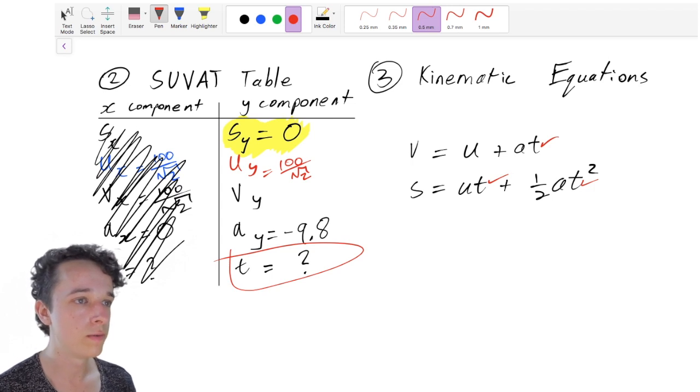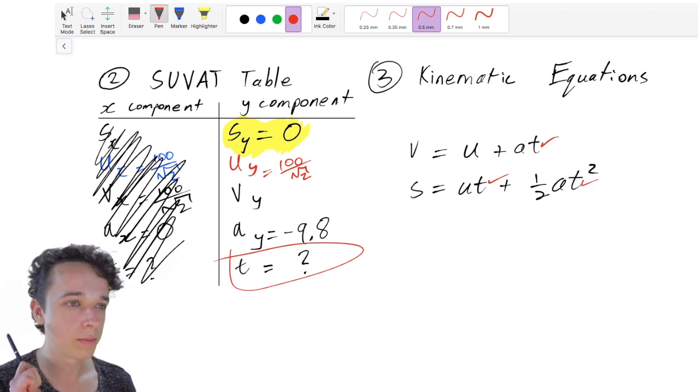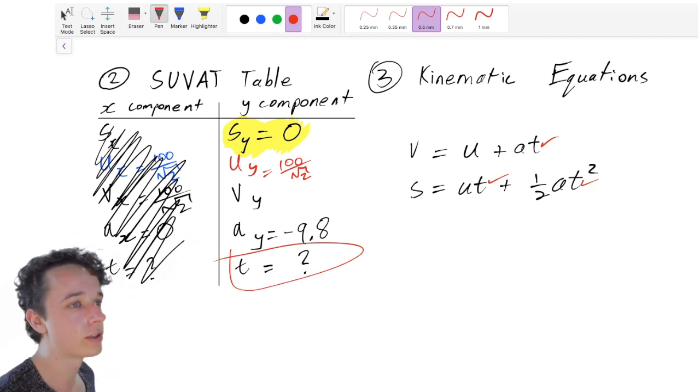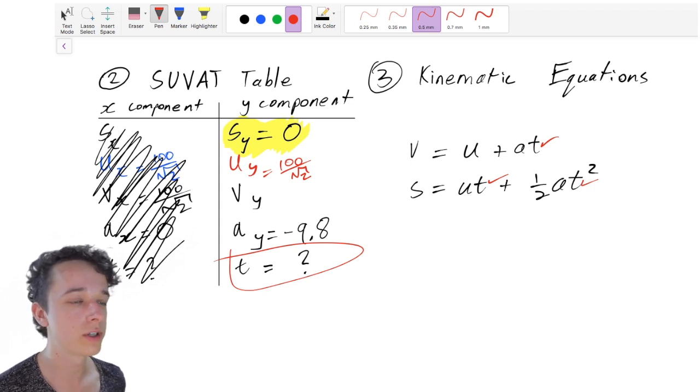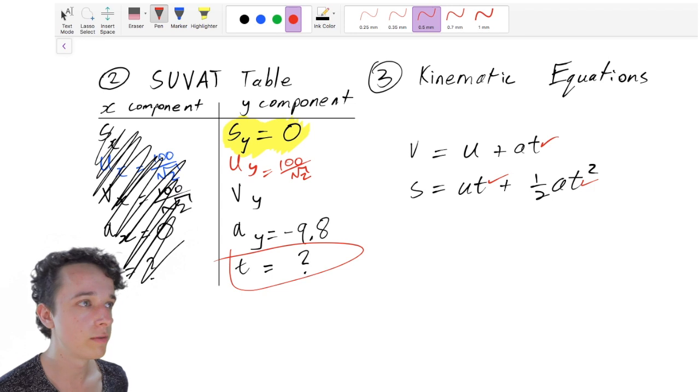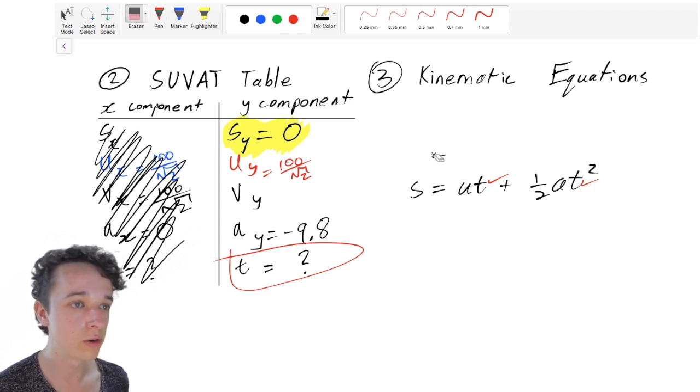Do we have a v? Do we have a final velocity? There is a way to find it, but I'm going to tell you a bit later because there are 2 methods to doing this question, and I want to show you the more common method first. So we don't have a vy, at least at this point, so we're going to ignore this equation.